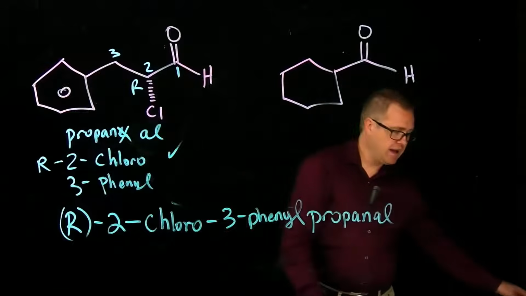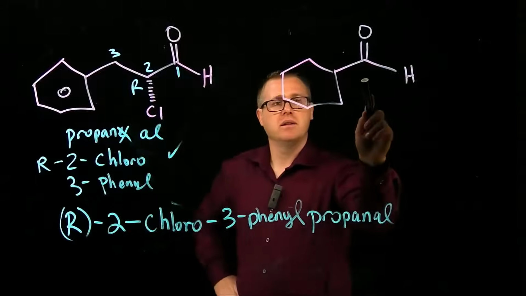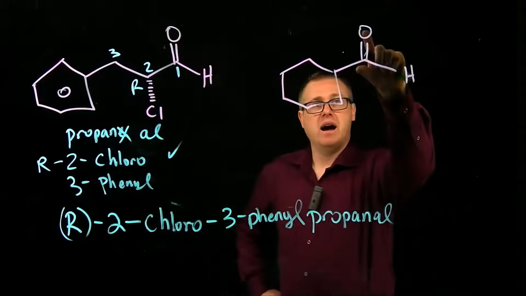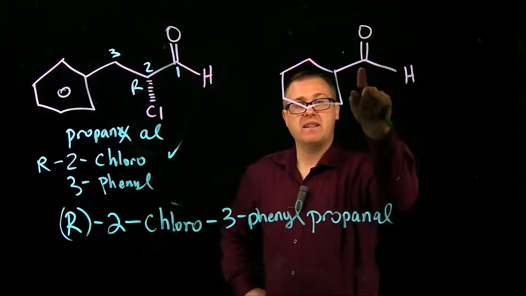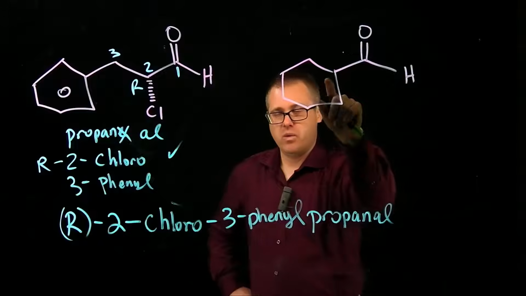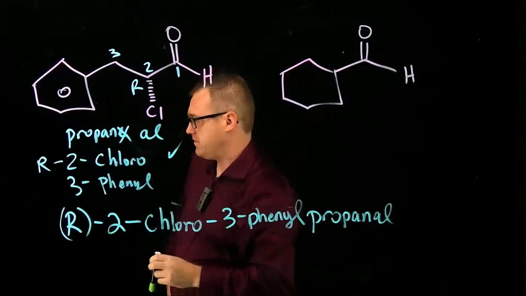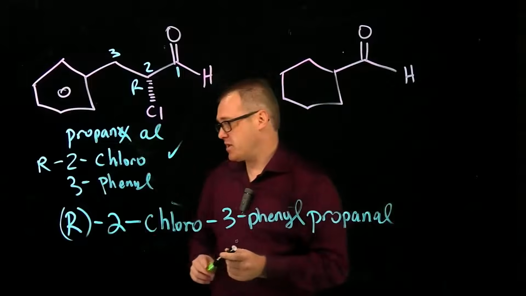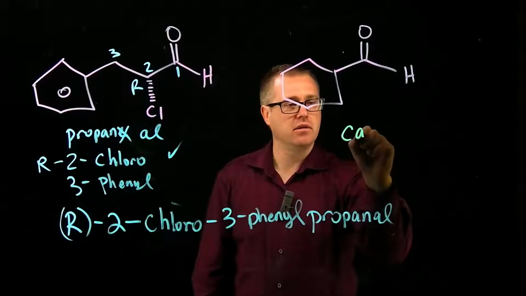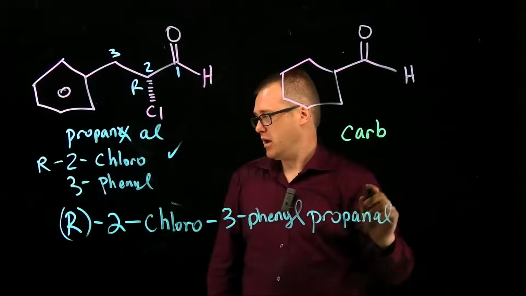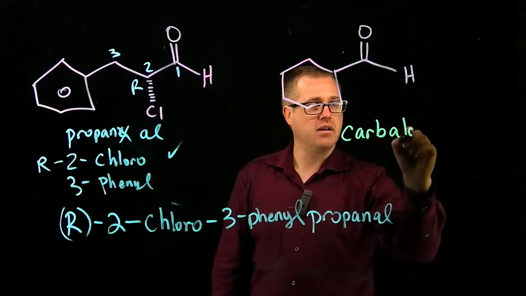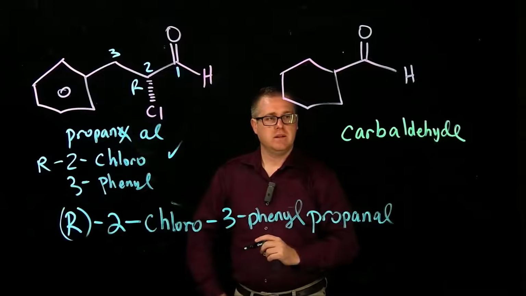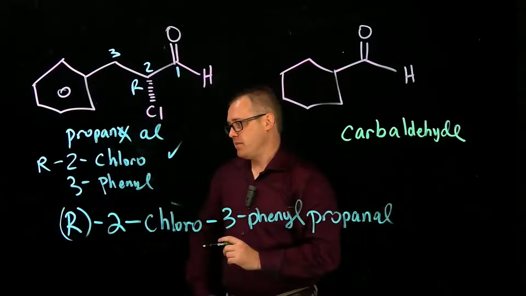Now what about this guy right here? Now this is clearly an aldehyde, but when you have an aldehyde that is directly attached to a ring, we change the name up a little bit. What you have to do, the parent name now becomes carbaldehyde. So carbaldehyde. So that's the parent name there.